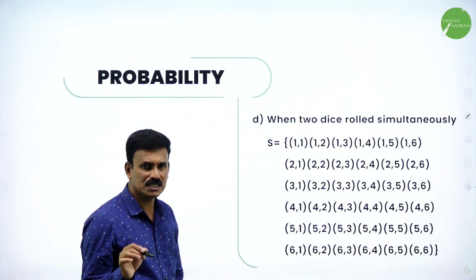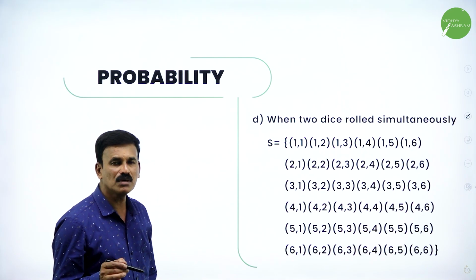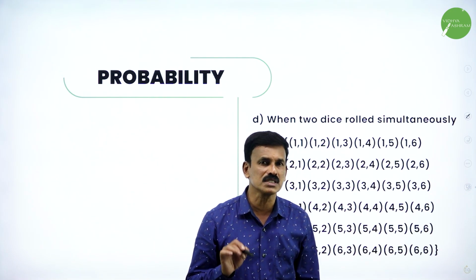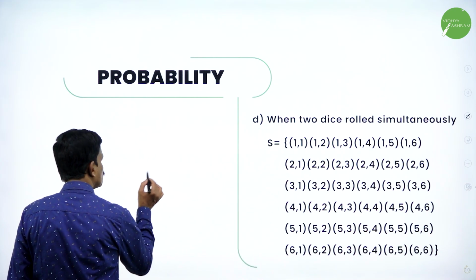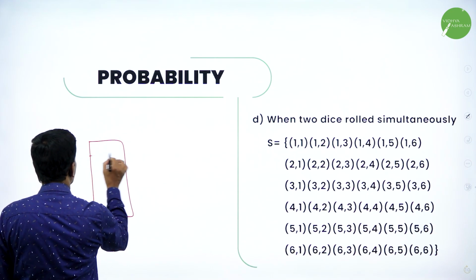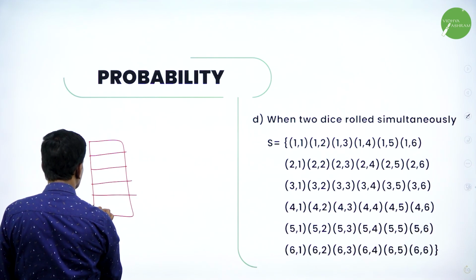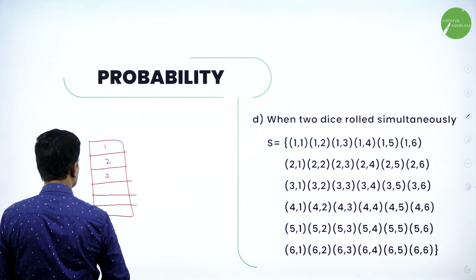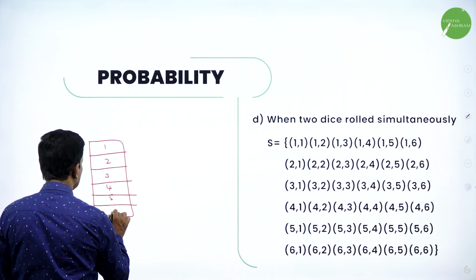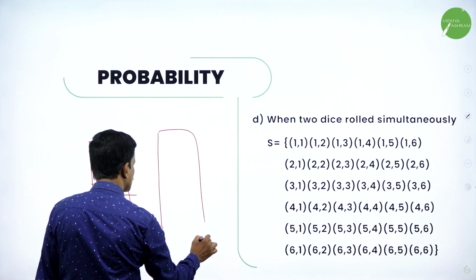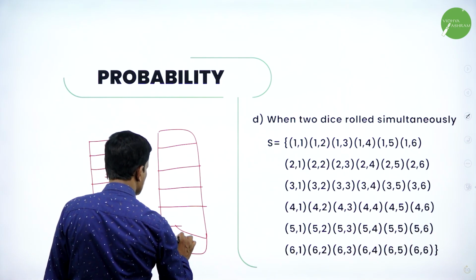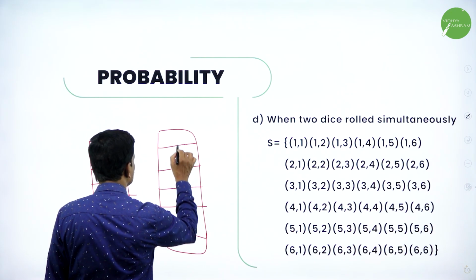Let us consider one more example, when 2 dice are rolled simultaneously. In each die there are 6 numbers, 1 to 6. Let us consider the first die containing 1, 2, 3, 4, 5 and 6. Similarly, consider another die with 1, 2, 3, 4, 5 and 6.